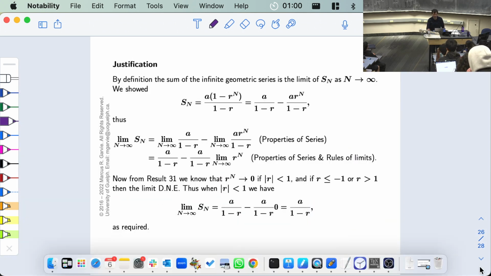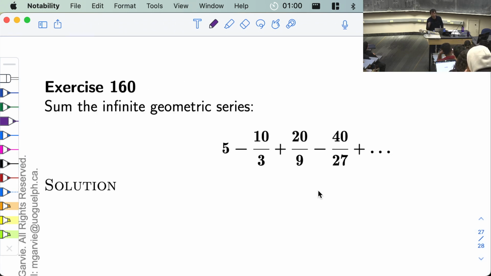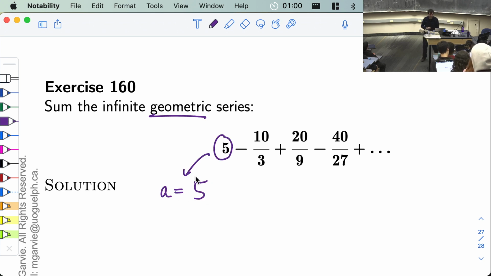So we're going to go on to this example. This example is asking you, please do this infinite sum. And the only way you can do an infinite sum like this is you have to recognize the formula. So this is a geometric series. The first term is a equals 5, and I see that from looking at the first term.